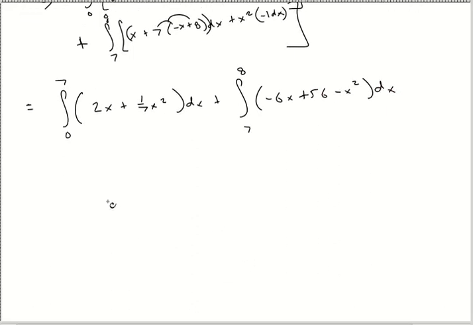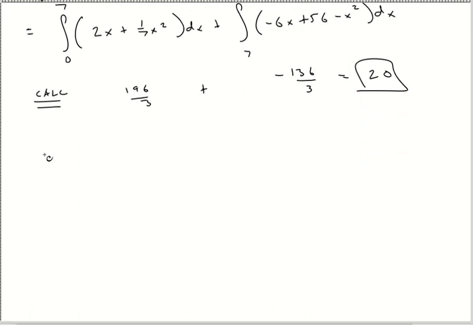What I did, I don't want to call it cheating, but I certainly did not do all that. They're just polynomials. It's not a big deal. So I did my integral in the calculator. I got 196 over 3, and then plus over here, this guy was a -136 over 3. You put them together, and I got 20. Out of all things, I got a 20. So there you go. Keep cruising.